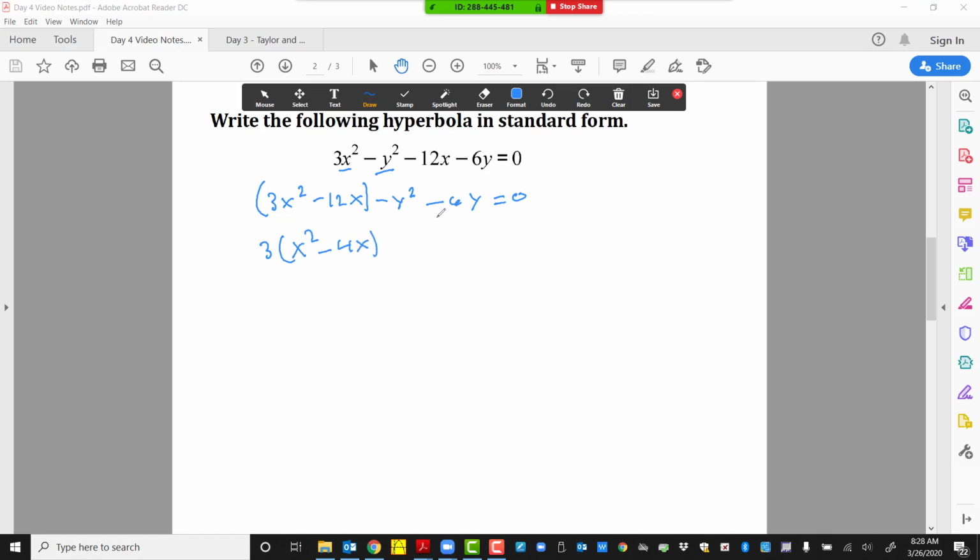Okay, and then for this group of y's, one thing you will do every time is pull out this negative that's in front of the y squared. Or if it was an x squared, you'd pull out the negative that's in front of the x squared. So we'll have a negative and then y squared, and we would pull out a negative from negative 6y, we end up with positive 6y.